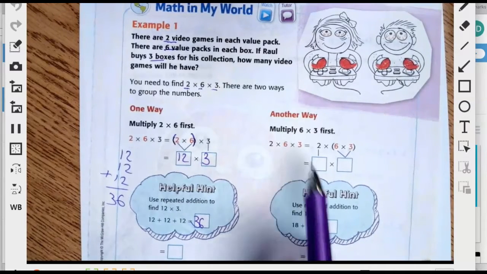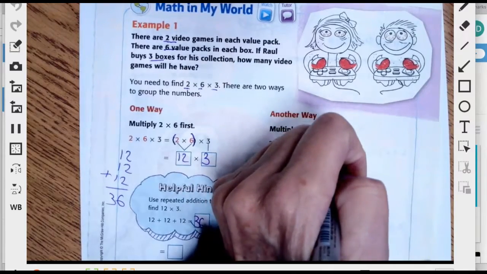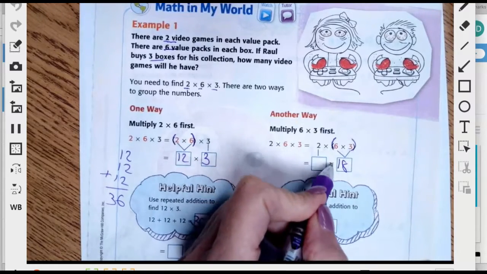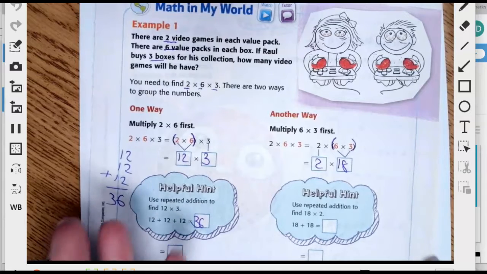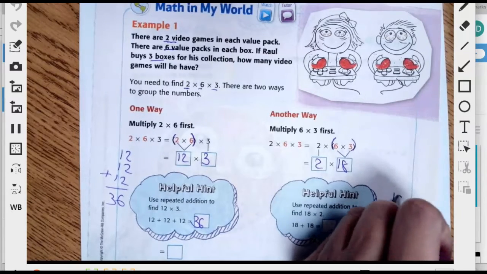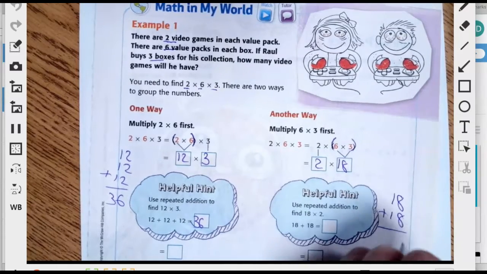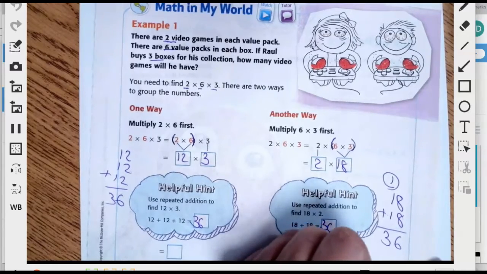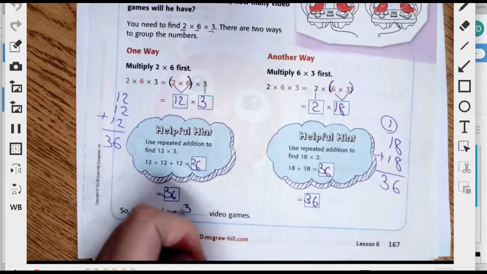The other way that we could do it is we could do the 6 times 3 first, okay? So again, if you put parentheses around there, that means that needs to be done first, which is 18. You drop in your times sign and your 2. Well, 2 times 18, again, if you don't know your 18 facts, which you probably won't, I don't expect you to, you would have to do 18 plus 18, because remember, multiplication is just repeated addition. 8 plus 8 is 16, carry the 1, be 36. So both of them get you to 36. That's how many video games he would have, okay? So he will have 36 video games.